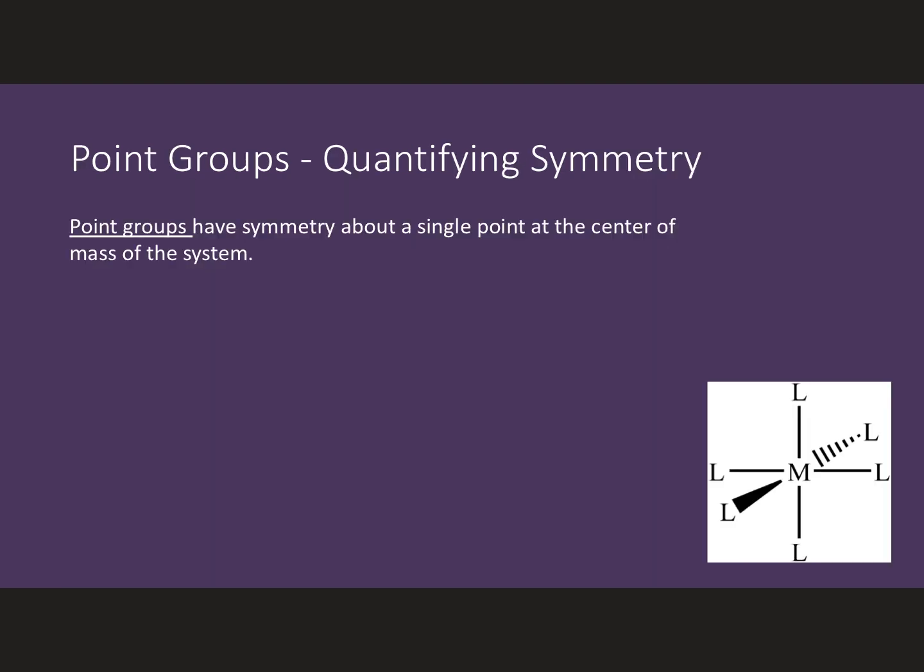All right, so what we're going to start by recognizing is that symmetry can be quantified by what we call point groups. This is just a way of saying: what are all of the symmetries that exist around a single point, a center of mass? So for example, down here, in my octahedral complex, my center of mass is this center point, my metal atom in here. And we'd be asking what types of symmetry exist around that center.